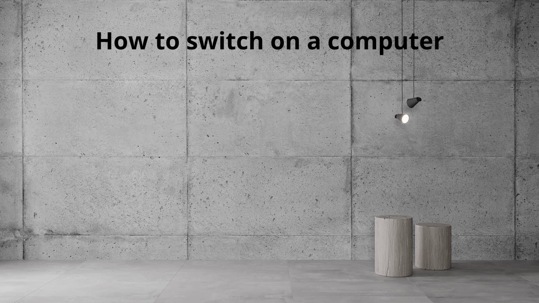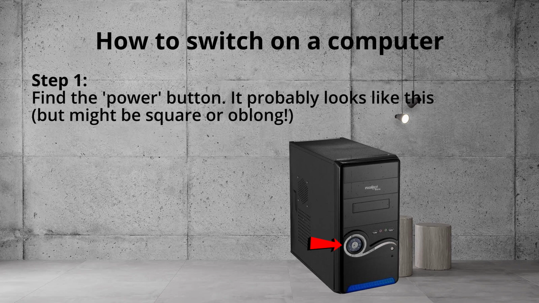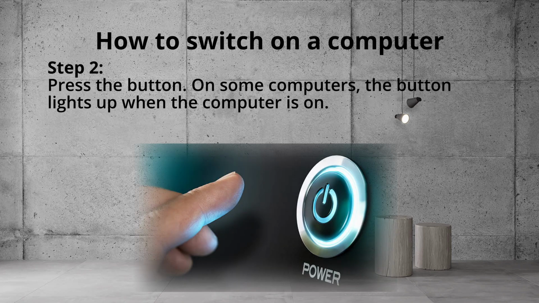Viewers, let me walk you through the process of how to switch on your computer. Step number 1, you should find the on button, and it looks like this one here. They are very similar on all different computers. Step number 2, press it to switch the computer on. Once you press it, you will see that a light will go on.